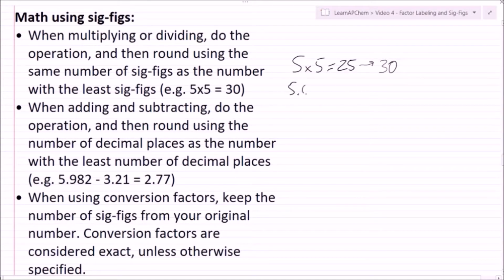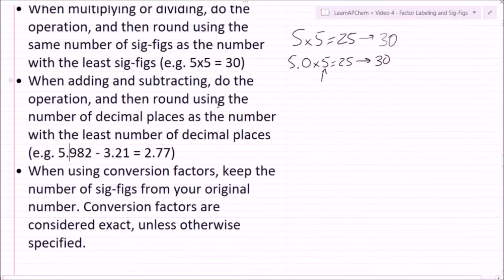Similarly, if we had 5.0 times 5, we're again going to get 25, but this 5 only has 1 sig fig, so our answer needs to also have 1 sig fig. When adding and subtracting, do the operation and then round using the number of decimal places of the number with the least number of decimal places. So here, 5.982 minus 3.21 is going to give us 2.77, because here we have 2 decimal places, here we have 3, so we need to round our answer to 2 decimal places.